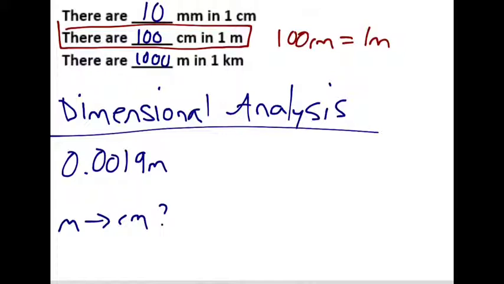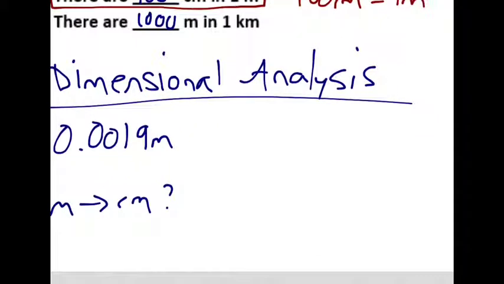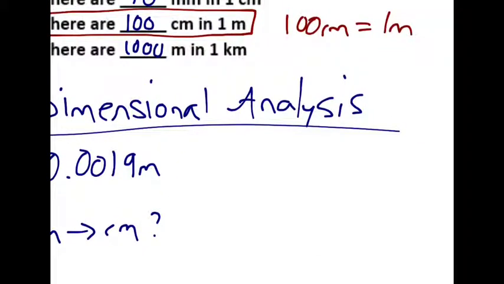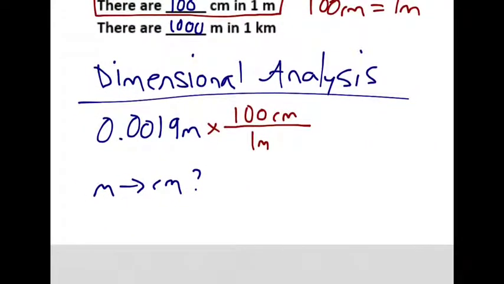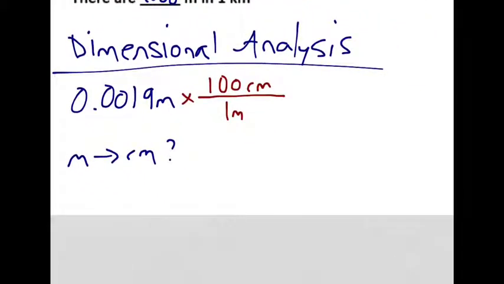Here's how we do that. I'm going to take 100 centimeters equals 1 meter, turn it into a conversion factor by putting 1 meter on the bottom of my fraction and 100 centimeters on top, and I'm going to multiply that by what I had before. Now, it might seem strange why I'm doing that, but let me explain the whole idea behind this. Kendall, you're really going to want to pay attention to this. Write it down.